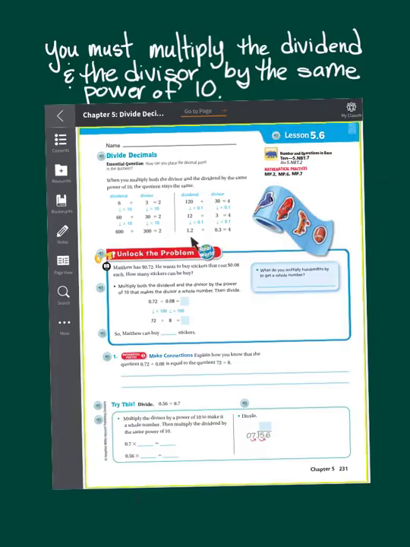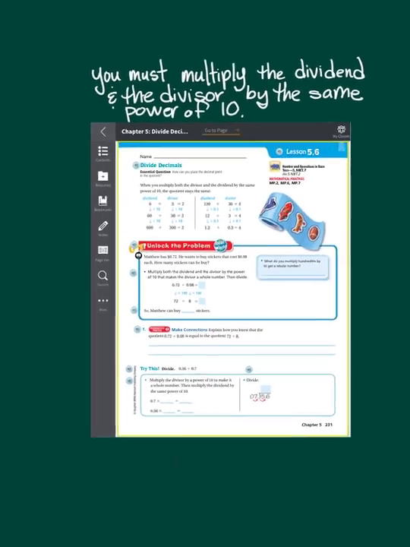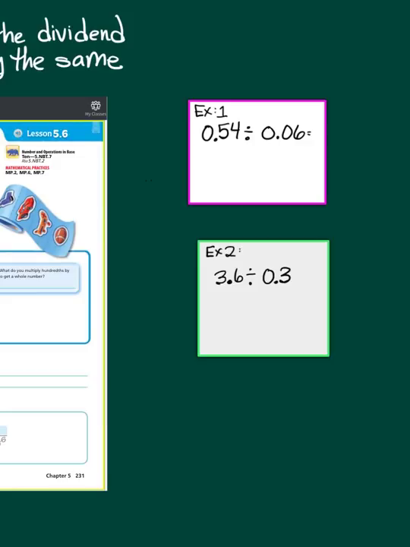So that's what you want to remember, that the quotient stays the same when you multiply both numbers by the same power of 10, like 100. Okay, let's look at the first problem, and actually I'll show you a couple of examples before we go. So over here are some examples.